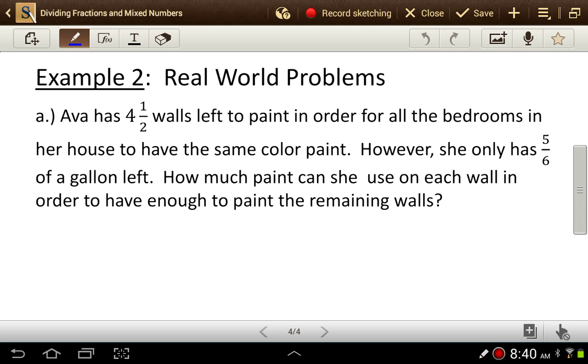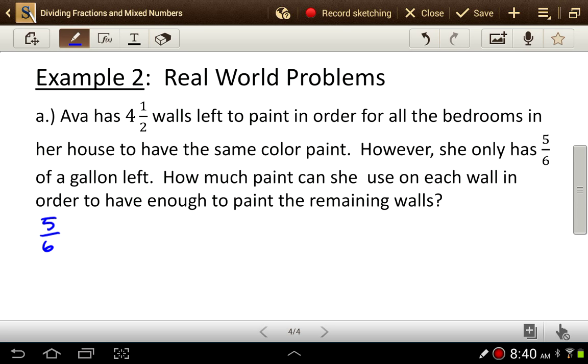Now, when you divide this problem, you have to decide, is this 4 1/2 divided by 5/6 or 5/6 divided by 4 1/2? Well, here's how you decide. How much does she have? She has 5/6 of a gallon. And what is she breaking it into groups of? She's breaking it into 4 1/2 groups. That's how many walls she has. So she's equally going to put the same amount in 4 1/2 walls. She is not taking the 4 1/2 and equally breaking it up into 5/6. That would be if it said she had 5/6 of a gallon per wall, but she does not. She has 5/6 of a gallon left, and then she's breaking it into each wall.